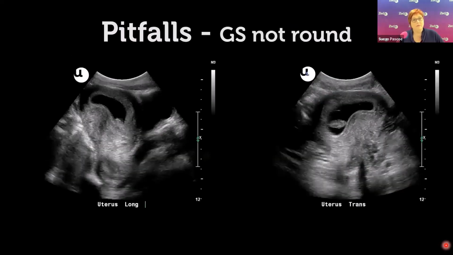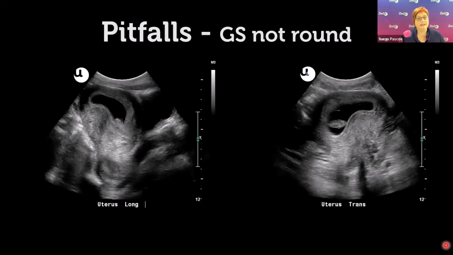Now, the pitfalls of measuring gestational sac are many. The calculations package on your machine only goes up to about 8 or 9 weeks, depending on your system. And after that, it'll be out of range. So once we see the crown rump length, don't worry about measuring gestational sac. Make sure you get a good measure of crown rump length.